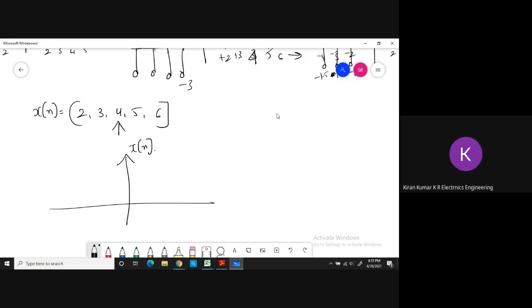Ma'am, at n is equal to 0, the amplitude will be 4. At 1 it will be 5. At 2 it is 6. At minus 1 it is 3. At minus 2 it is 2. Got it, everyone?